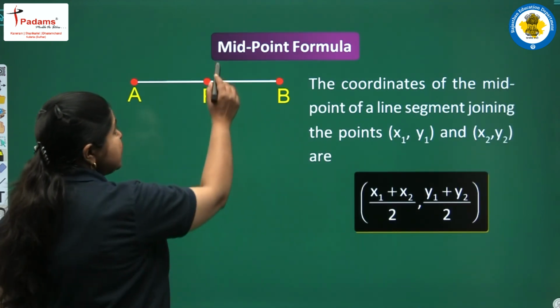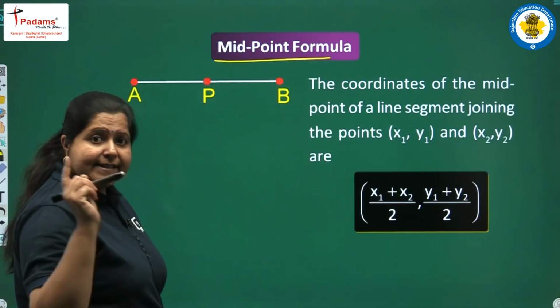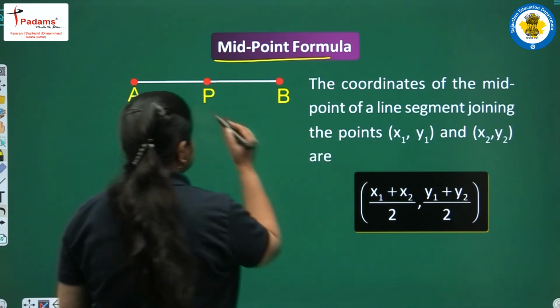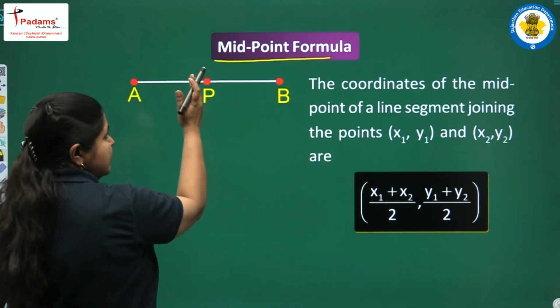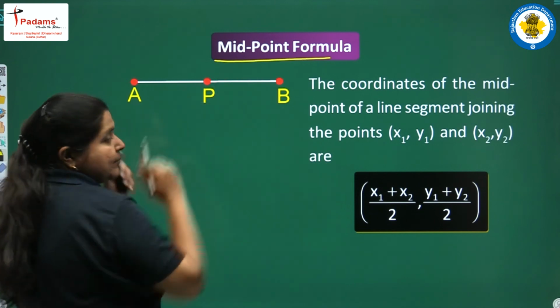Then we learnt the midpoint formula, which is a special case of the section formula. What we see here? Here the point P is lying in the mid place of this line segment AB.